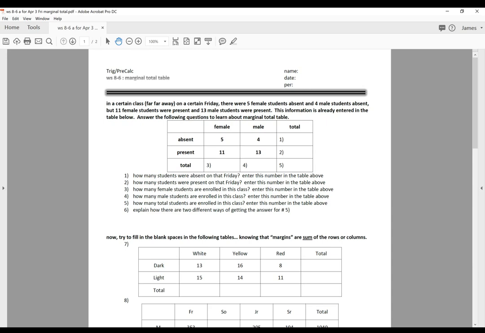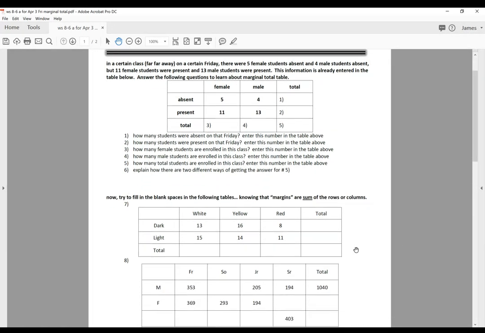Okay, so number 6, explain how there are 2 different ways of getting the answer for number 5. Actually, there's 3 ways, but you could add the total column for the absent and present. These 2 columns could give you the answer for the total, or you could be adding the females and males in this row. That could also give you the total number here. Or third way, you could add all 4 of these groups, and that will give you the number there. Okay, I know this is easy, but it's just the beginning of something different. So I'm gonna start out with something easy.